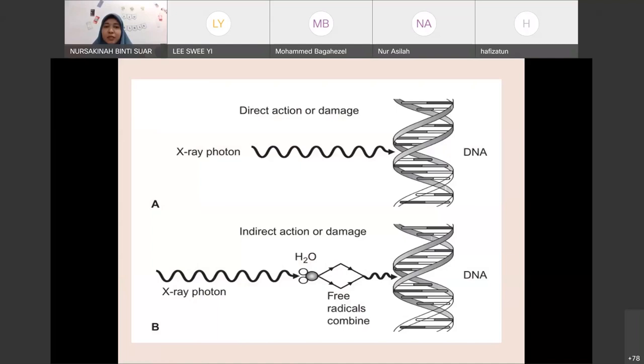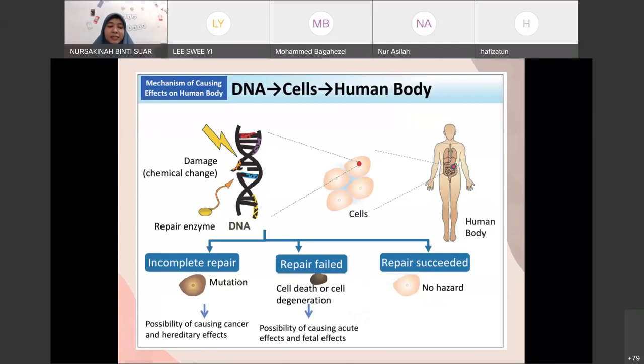They affect our body in two ways. The first one is direct action, where the target is DNA. In the direct case, the X-ray photons coming from the radiation interact directly with the DNA. In the indirect case, they interact with molecules, normally water molecules. These water molecules form free radicals, and the free radicals then attack the DNA. So basically, that's what we discussed last week.